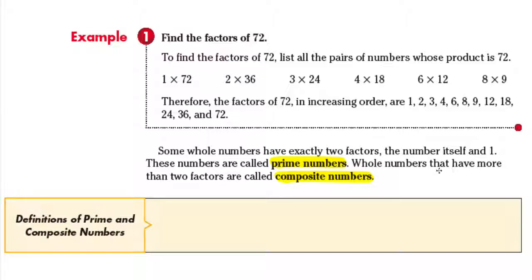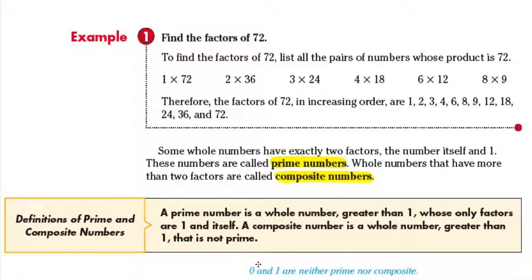Whole numbers that have more than 2 factors are called composite numbers. If it's not prime, it's composite, except for 2 numbers, 0 and 1. 0 and 1 are neither prime nor composite because 0 has an infinite number of factors and 1 has only one factor, itself. So let's define prime and composite numbers. A prime number is a whole number greater than 1 whose only factors are 1 and itself. A composite number is any whole number greater than 1 that is not prime.